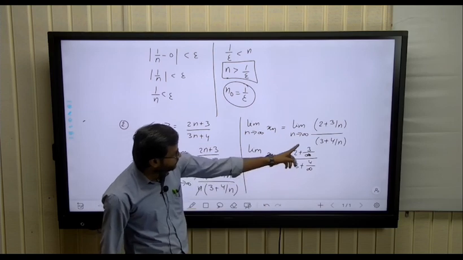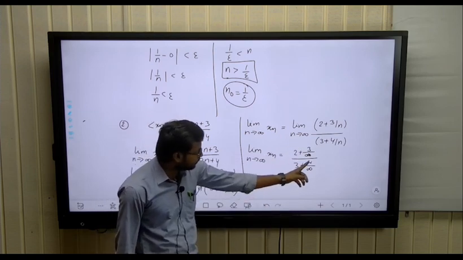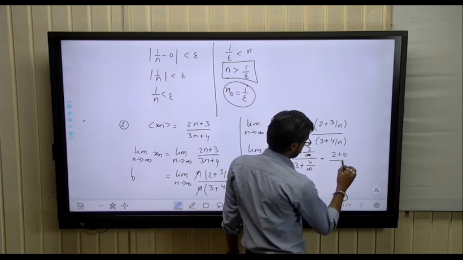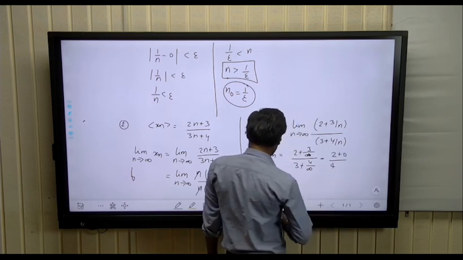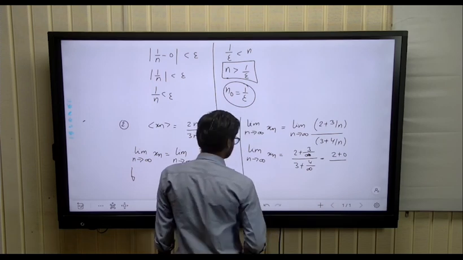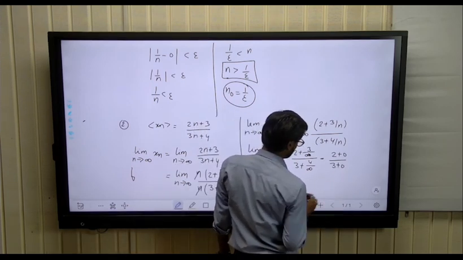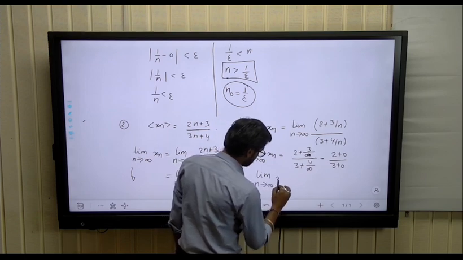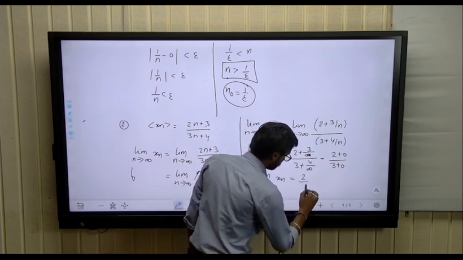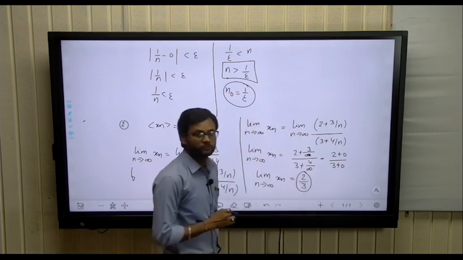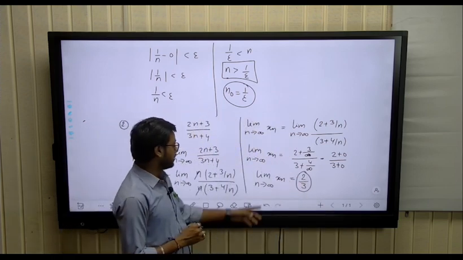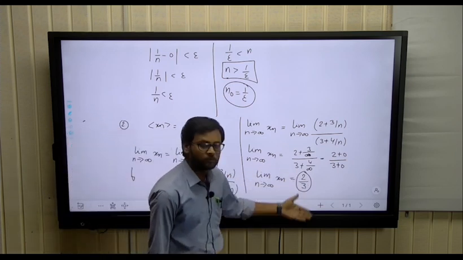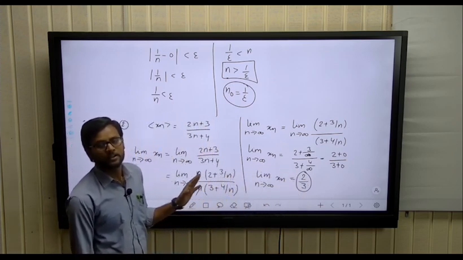We all know that 3 upon infinity is 0. The value of 4 upon infinity is 0. So here what happens? 2 plus 0 upon 3, sorry, not 4, 3 plus 0. So what is the limit of the sequence xn? It is equal to 2 upon 3. So this is the limit of the sequence. We see the limit of the sequence is 2 by 3. So this is the method of finding the limit of a sequence.